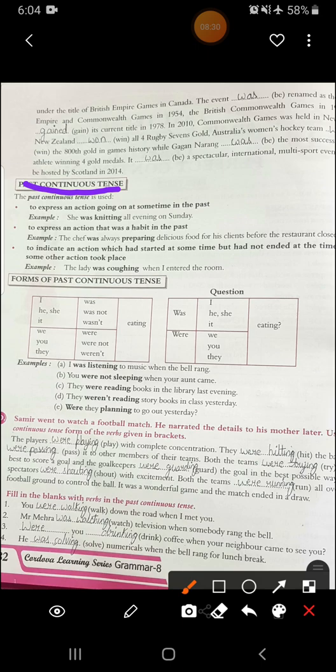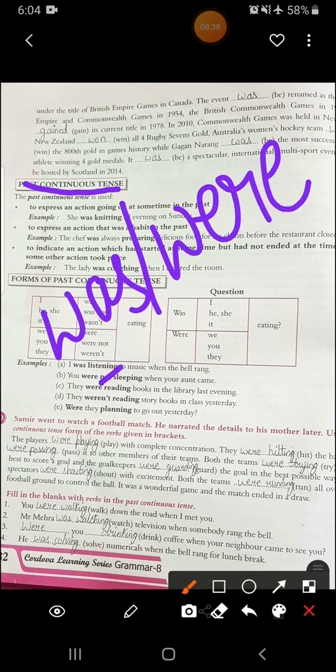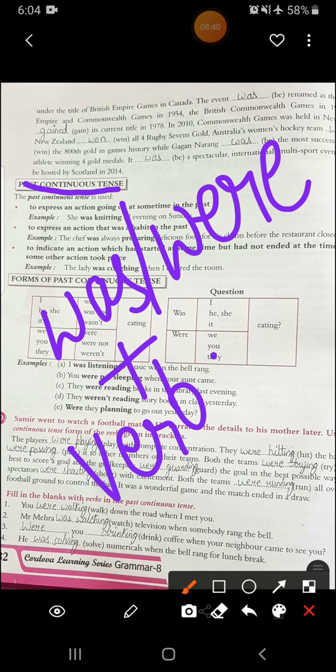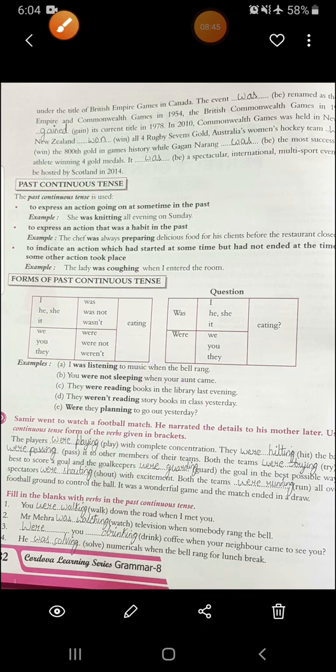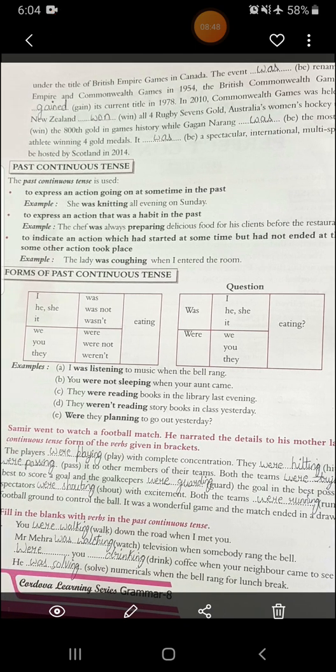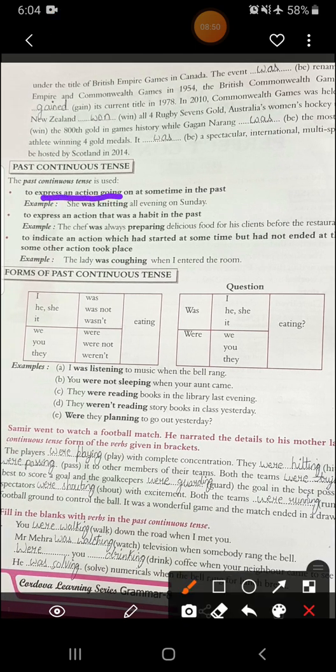Now, the next thing that we have is the second form, that is past continuous tense. The way to write past continuous tense is was or were plus verb, ing form. Got it? Now see the first one, where it is used. It is used to express an action going on at a time in the past, like she was knitting all evening on Sunday. So it is expressing an action that was going on, like for the whole evening she was knitting, and that too done in the past, like last Sunday maybe.